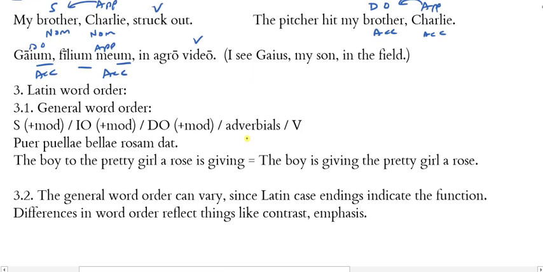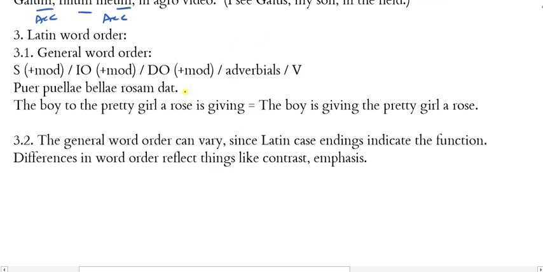All right, last thing we'll say here about the chapter is that Latin has a general word order. And generally, what you can expect, all other things being equal, is the subject to come first with any of its modifiers, adjectives, or prepositional phrases, followed by the indirect object if there is one, with its modifiers, followed by the direct object if there is one, and its modifiers, followed by adverbials, either adverbs or prepositional phrases that are adverbial, and then a verb likes to be last as a general rule.